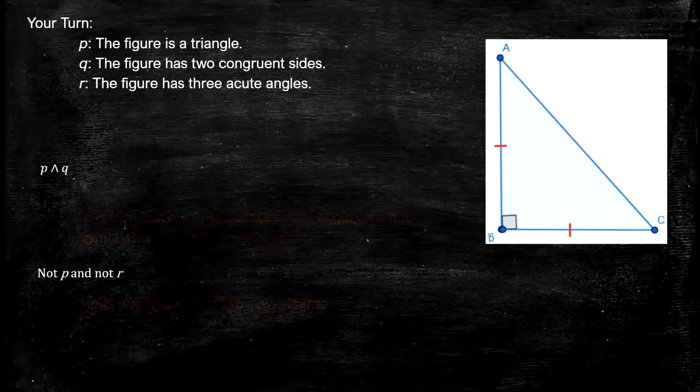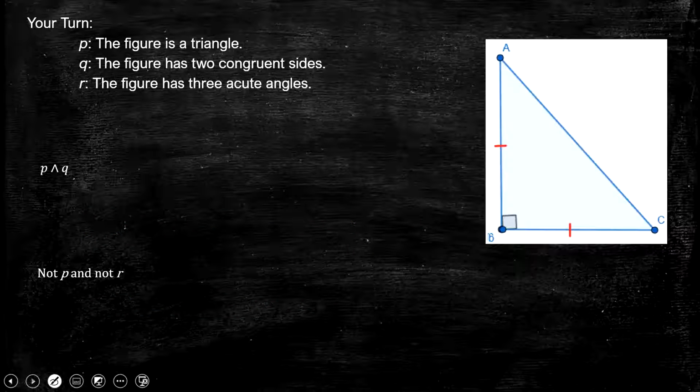Now the other examples are for you. Take a few minutes again, the video is going to pause. Look at the picture, look at what they're asking you for, P and Q, and then not P and not R. Write the conjunction, how the conjunction would look, and then tell me whether it's true or false. Okay, you should have had time to do that now. You have your answers entered.